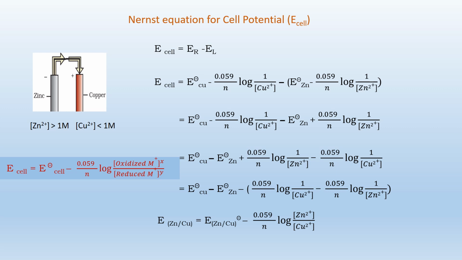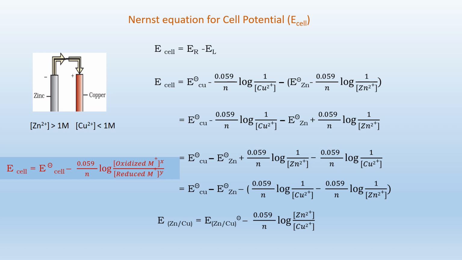Hence the general formula I have written, highlighted in blue color on the left hand side. E cell is equal to E naught cell minus 0.059 divided by n log of oxidized metal ion concentration raised to the stoichiometric proportion. If they give 2 moles or anything, depending upon the numbers you have to write the power, divided by the reduced metal ion concentration. Now I have written it as the metal ion concentration raised to its stoichiometric proportion.